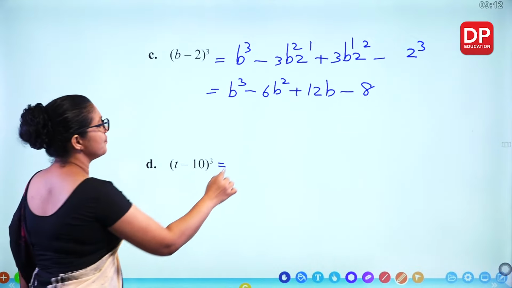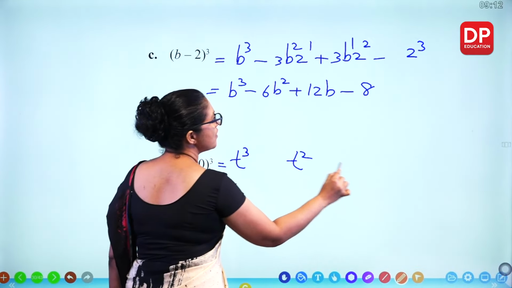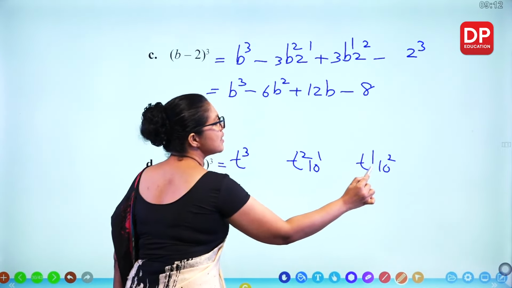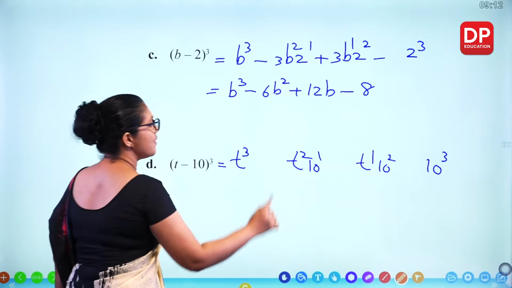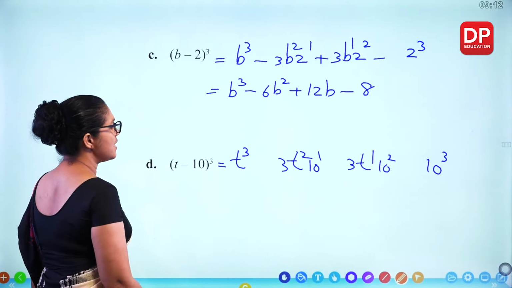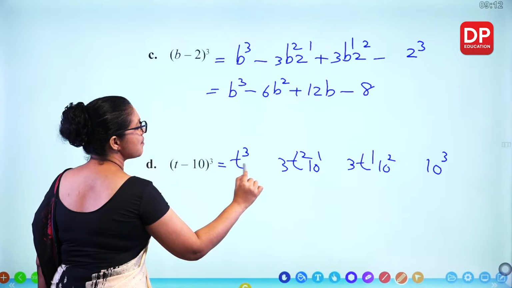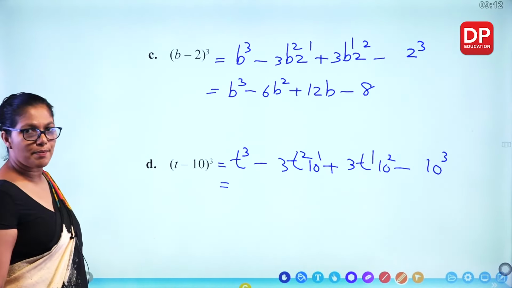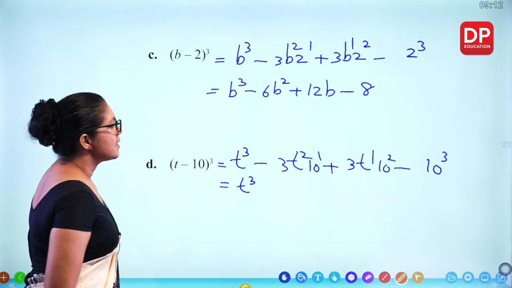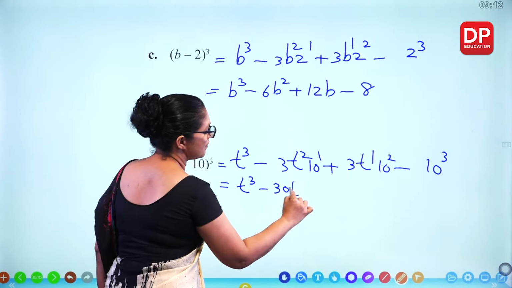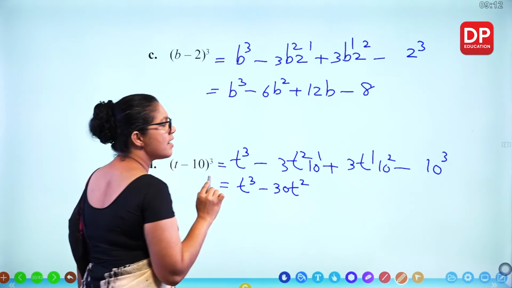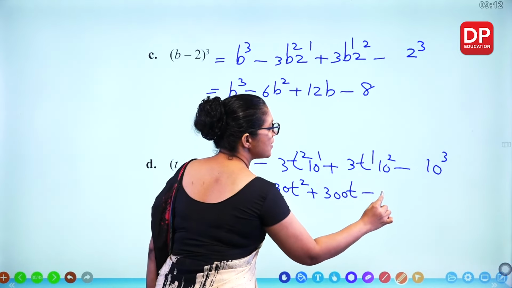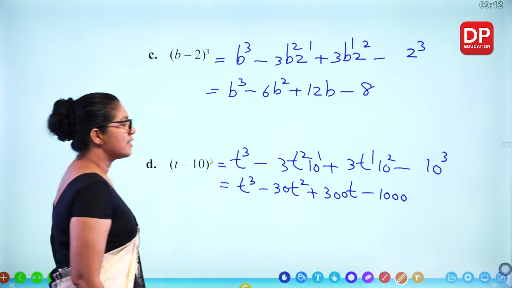This one, starting from power 3, power reduces. Second term, starting from power 1, it increases. And then you put 3's for the two middle numbers and then the sign. First term plus, second term minus, plus, minus. And then simplify. T to the power 3. 10 times 3, 30. 10 times 10 is 100. 100 times 3, 300. 10 to the power 3, you get 1000.